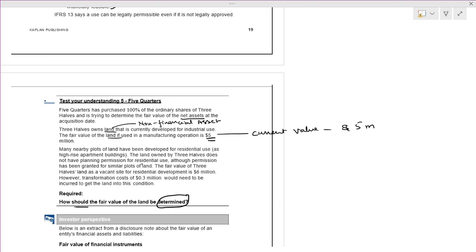The company owns land that is currently developed for industrial use. Many nearby plots have been developed for residential use as high-rise buildings. The land owned by the company does not have planning permission for residential use, although permission has been granted for similar plots of land. The fair value of the vacant land for residential purpose is how much? 6 million.